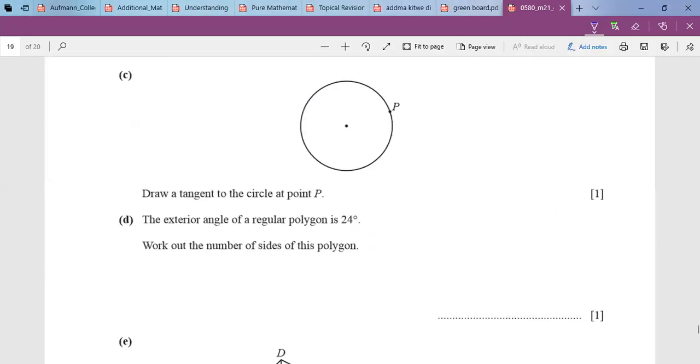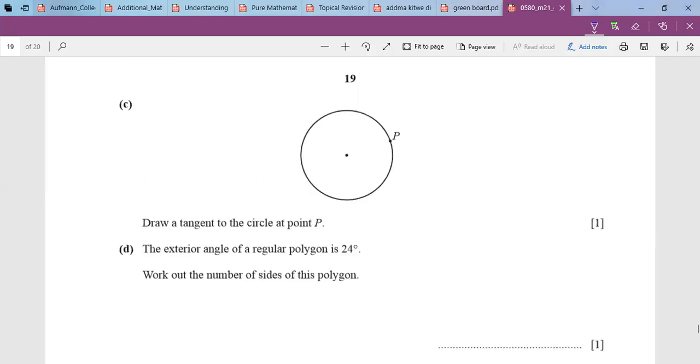Okay, part C. Draw a tangent to a circle at point P. So to draw a tangent, you need to get a ruler and draw a straight line passing through this point P. I'm using my free hand, but you need to draw with a ruler. You can even indicate that that is T for tangent.